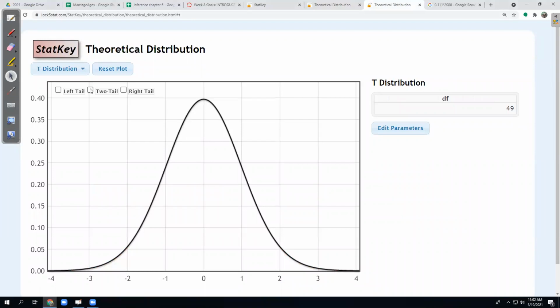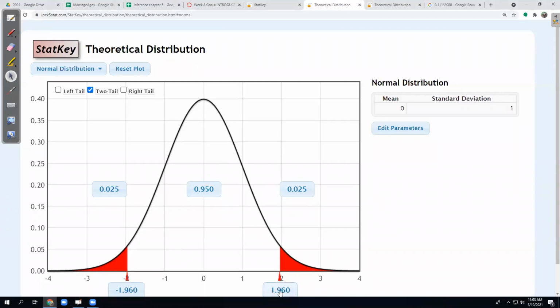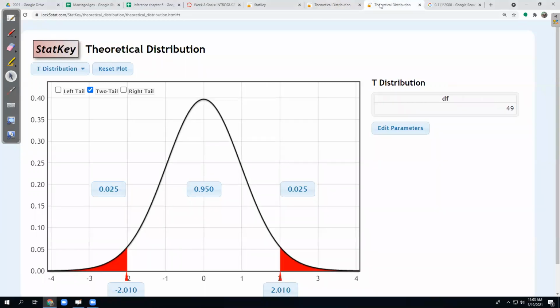And I'll write this down in the notes. Two-tailed test, 95 in the middle. So notice now I'm looking out a little farther on each side. Instead of 1.96 to the right and left, the t distribution says, nah, we've got more uncertainty. We've got to look a little farther out to find what we're looking for. So now it says make the spread 2.01.